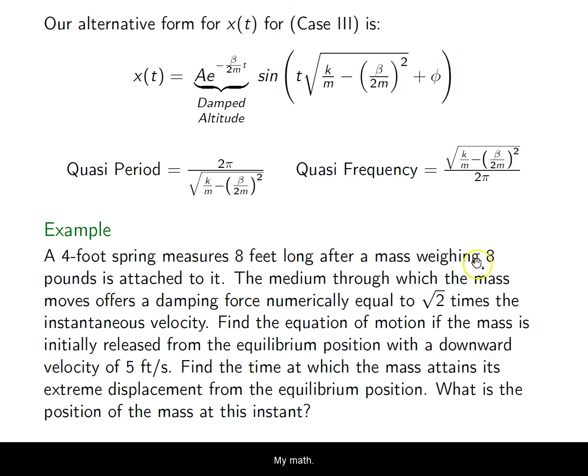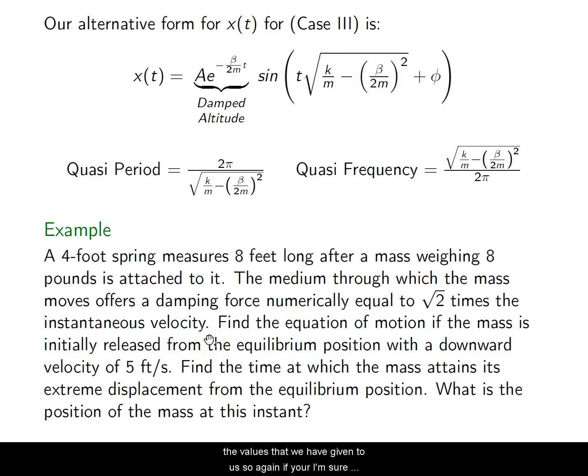My mass is not 8, but the weight is 8. So we can use that to find the mass. We're in pounds, so we're going to use the gravitational constant of 32. I also have my beta value, square root of 2 times the instantaneous velocity. And we have the info for my initial values. So x naught is 0, and my x naught prime is positive 5 because we're going downwards. Those are all the values that we have given to us.